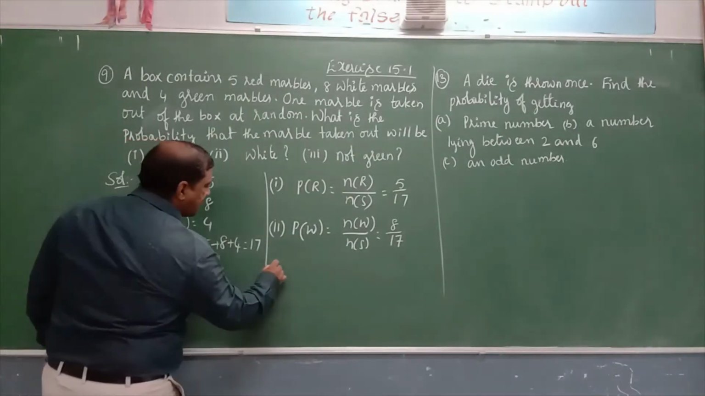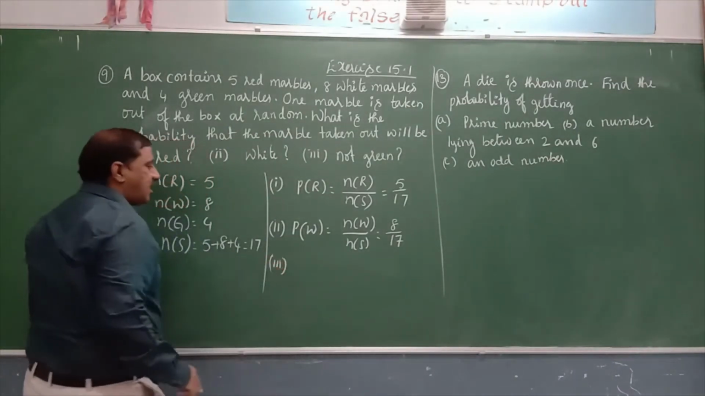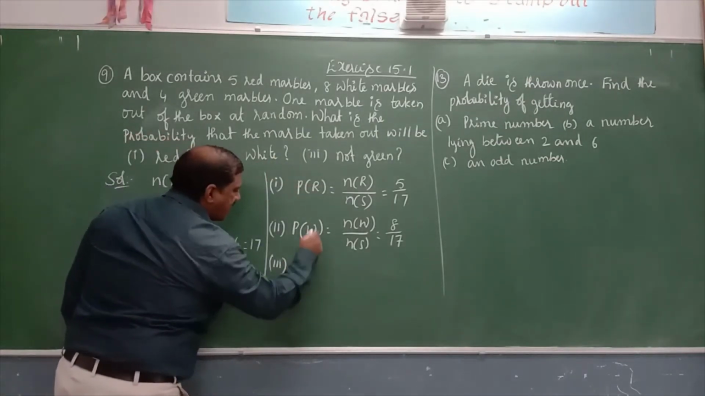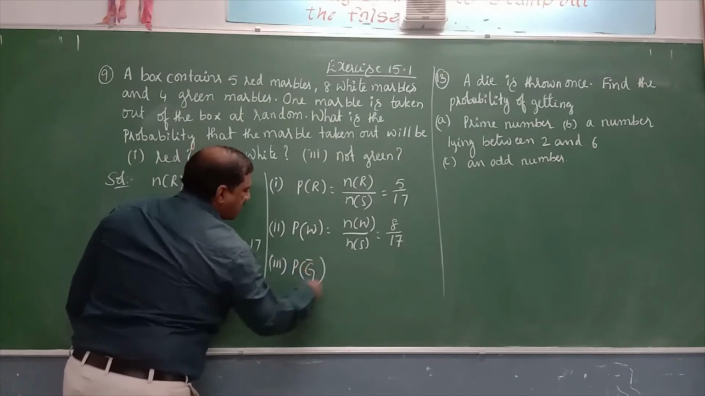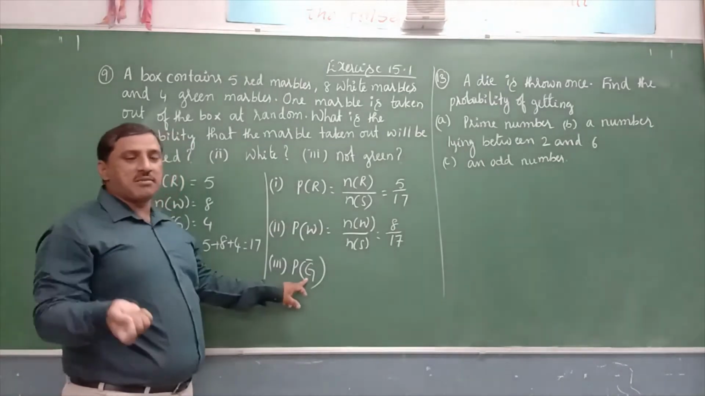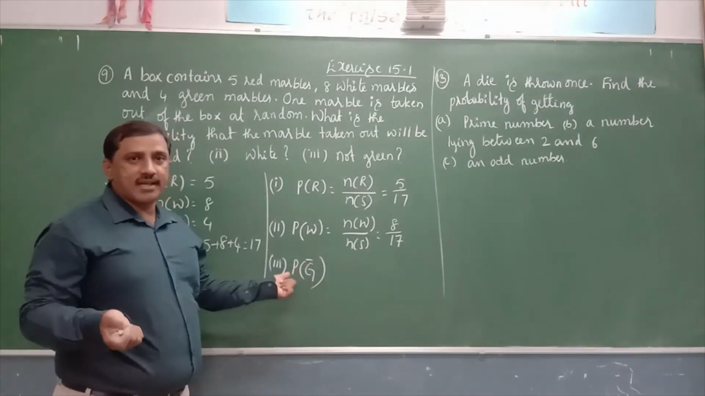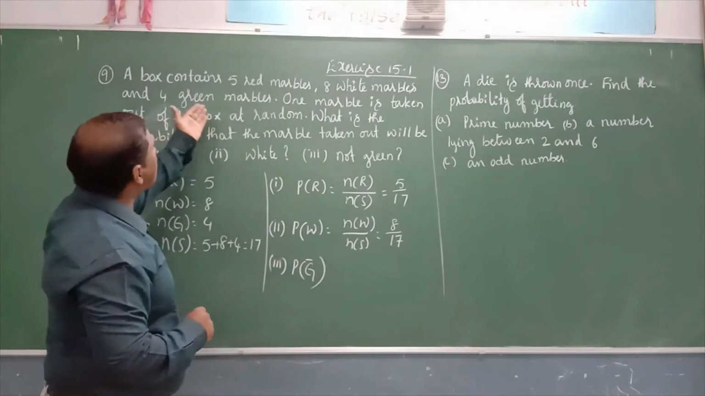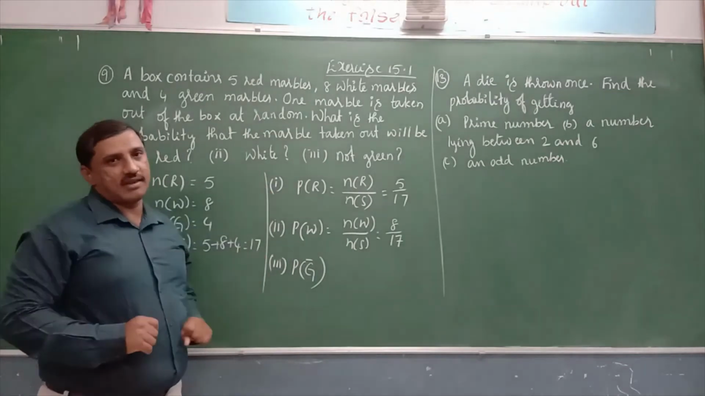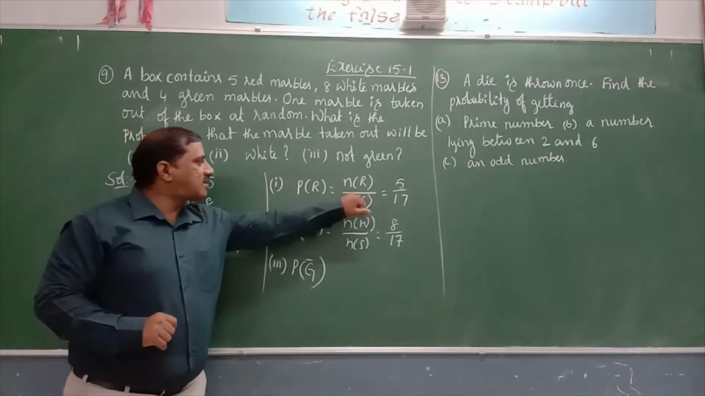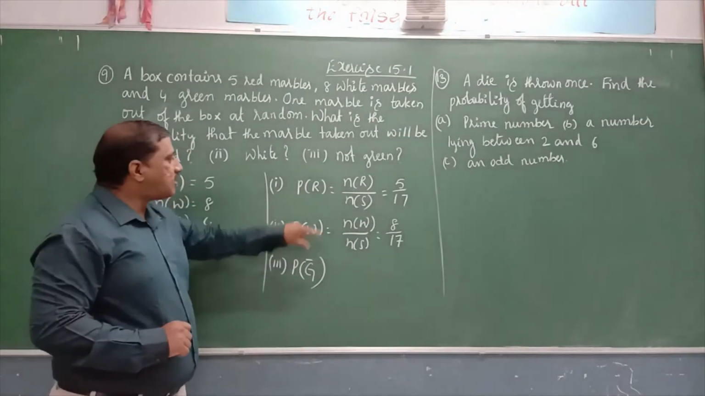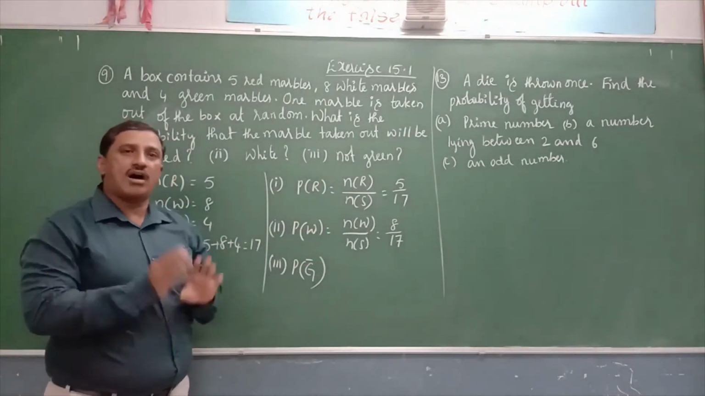Next, the third one is not green. The probability of not green is P of G naught. G stands for green marbles, and G naught means other than green. So other than green, we have red marbles and white marbles. The probability of red marbles is 5 by 17. The probability of white marbles is 8 by 17. By adding these two, we can get the result.